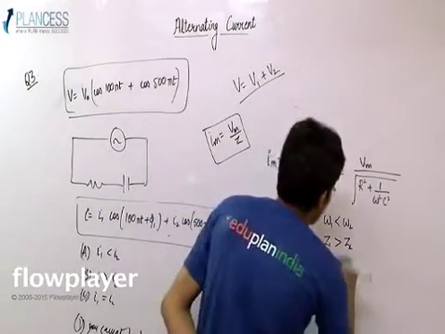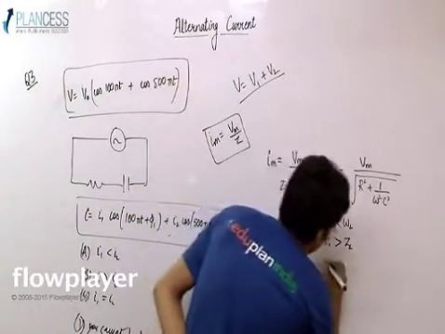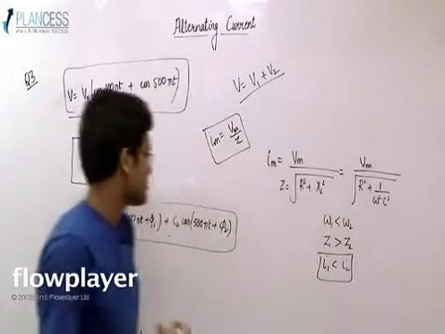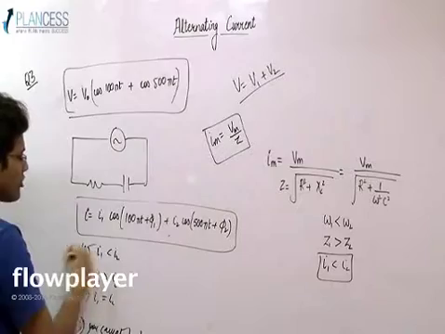And if Z1 is greater than Z2, I can say that I1 has to be less than I2. And since I1 is less than I2, our answer to this question would be A.